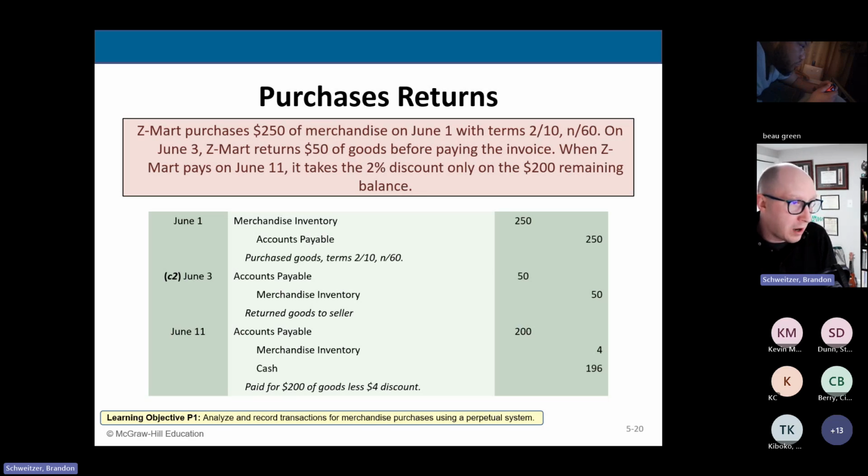Then we got to pay our invoice still. Now, the cool thing is they're still giving us the discount, 2/10 net 60. And I still want to take advantage of that. But we're not taking it off the original $250. We're taking it off the remaining $200. So we're going to debit accounts payable $200. We're going to credit cash $196. 2% of $200 is $4. So debit accounts payable $200, credit cash $196, and we're going to credit merchandise inventory to reduce the value of the inventory by $4. That is a great example of a purchase return.